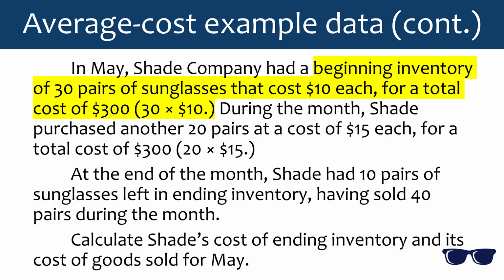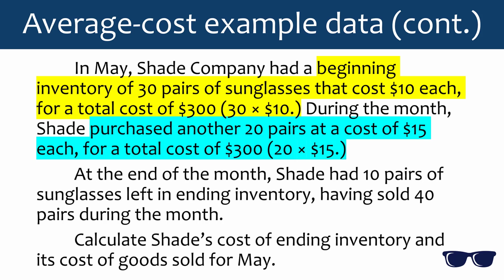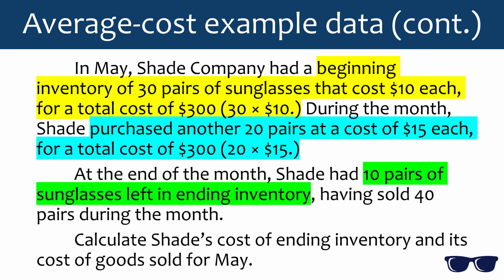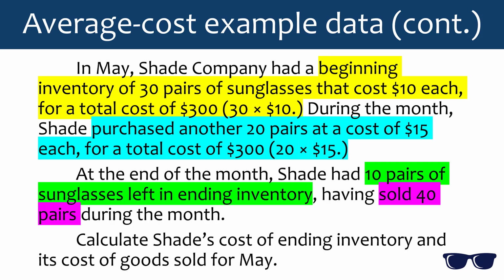Let's just make note of the key information that we will be using. First, note that the beginning inventory of 30 pairs of sunglasses that cost $10 each for a total cost of $300. Next, we see the purchases are $300, which is 20 pairs at a cost of $15 each. Ending inventory consisted of 10 pairs of sunglasses. We don't know the cost of that ending inventory. That is why we have to go through the calculations. Also note that 40 pairs of sunglasses were sold during the month.